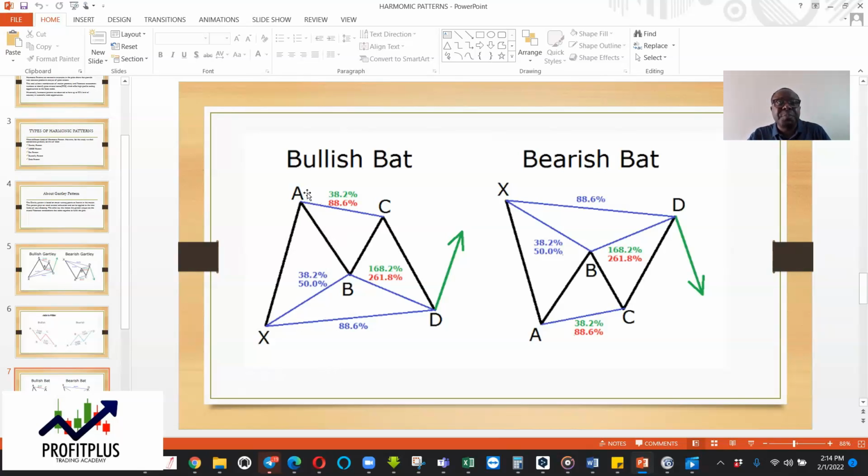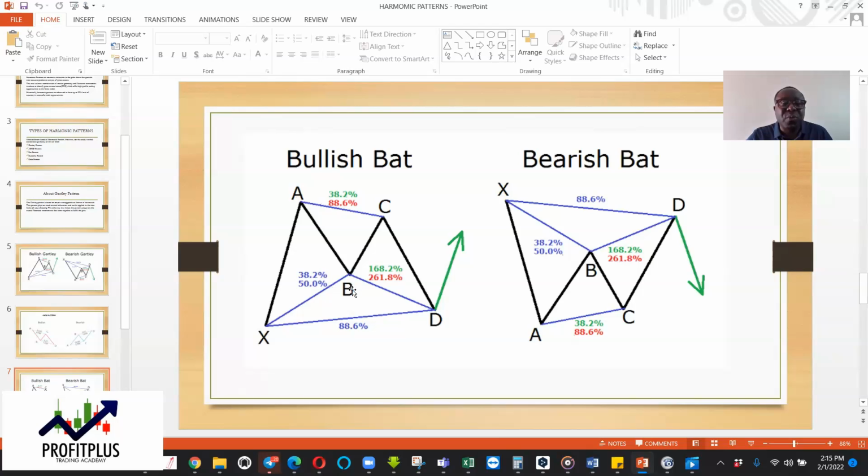But in the BAT, the price AB will retrace by between 38.2% and not more than 50%. So if the retracement of AB is between 38.2 and 50%, we are looking at a BAT harmonic pattern forming. You saw an impulsive price action from X to A, and it retraces by, let's say, 50%. So it's looking like a BAT harmonic pattern is about to form.